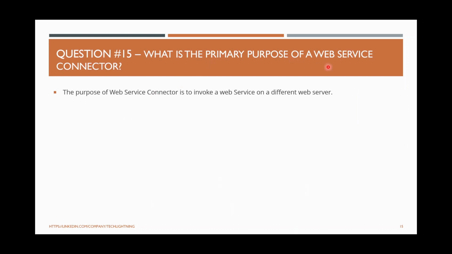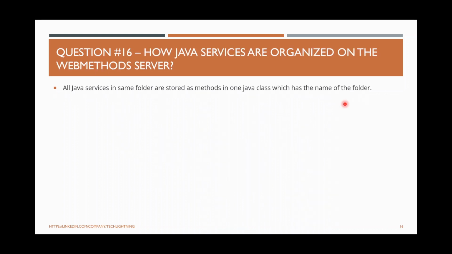What is the primary purpose of a web service connector? Mainly we will create this web service connector if we want to consume any SOAP based web service. The purpose of a web service connector is to invoke a web service on a different server. For example, there is an application exposing their services through a SOAP based web service, and I need to consume that service. Then we'll get the WSDL, and using the WSDL we will connect to that particular web service. So in webMethods we will create the connectors for us in order to talk to that particular web service.